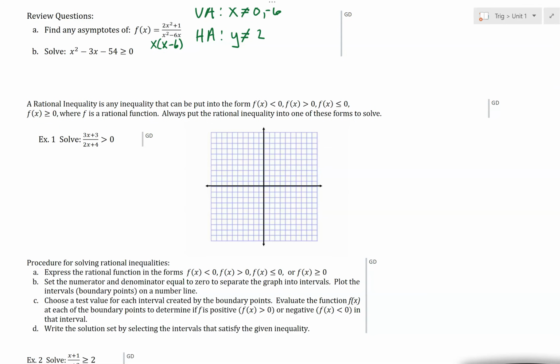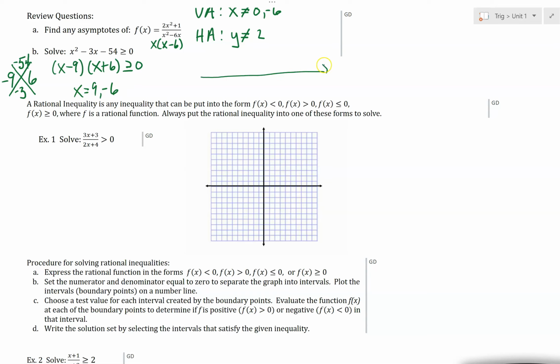For the second one, it says to solve. So we are going to solve the second one. We're going to find factors of -54 that add up to -3. That would be 9 and 6, with 9 being negative. So that means we have (x - 9)(x + 6) greater than or equal to 0. So x in this case would be 9 and -6.